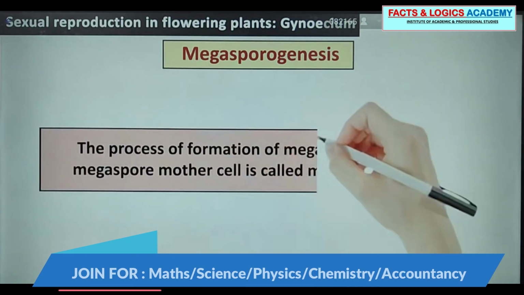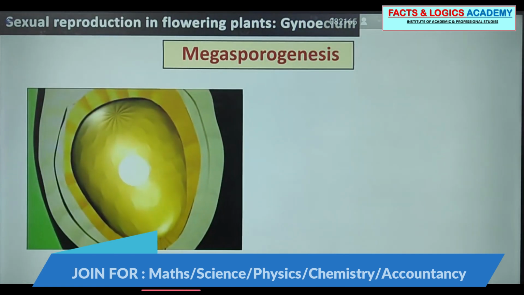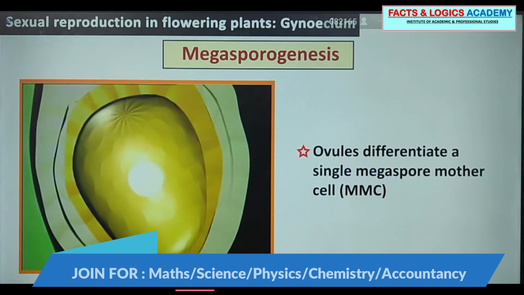And the process of formation of megaspores from the megaspore mother cell is called megasporogenesis. Ovules generally differentiate a single megaspore mother cell, abbreviated as MMC, in the micropylar region of the nucellus.